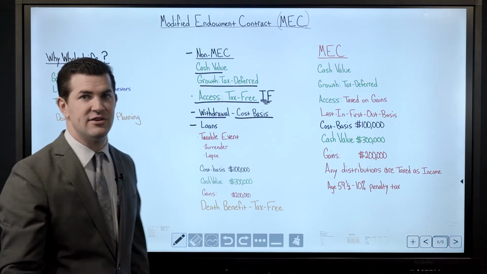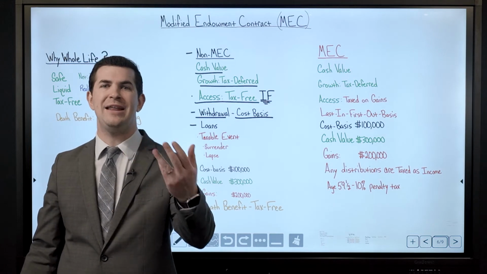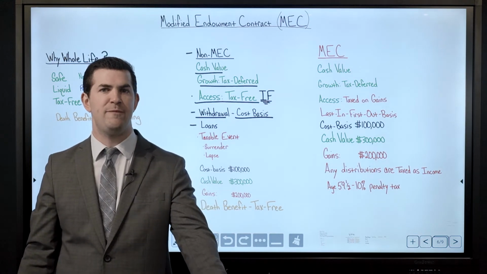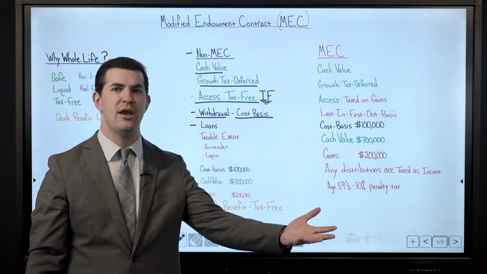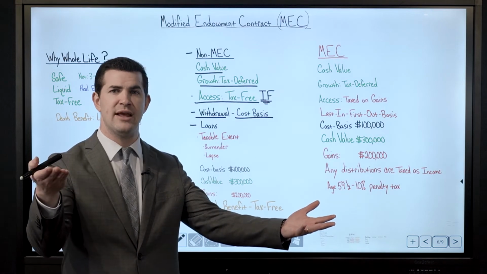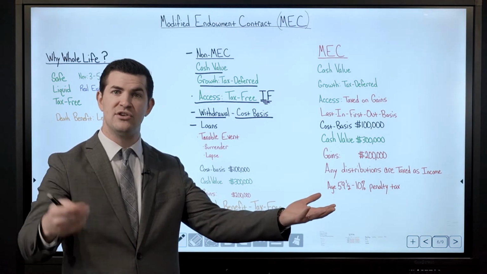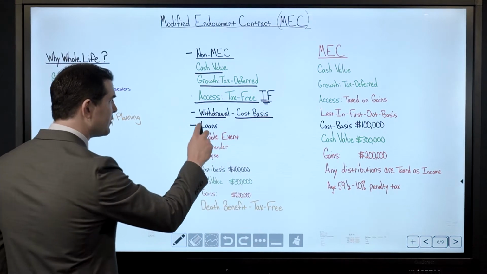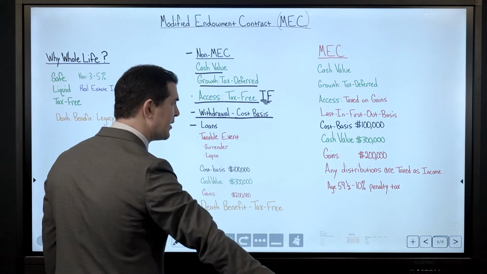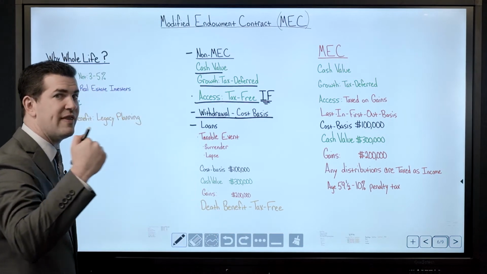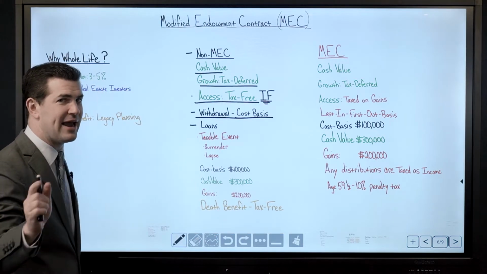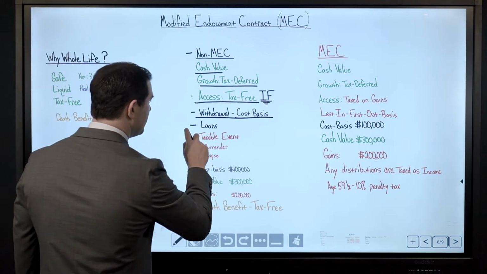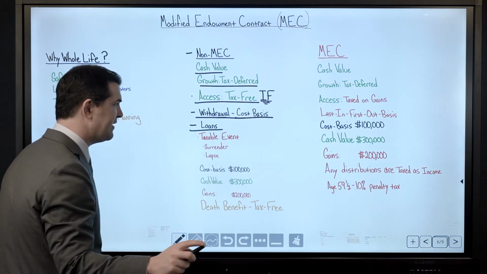Your cost basis is the total amount of money you have paid into the policy. So if I've paid in $100,000 and I have a cash value of $300,000, my cost basis would be the $100,000 that I've paid into the policy. So I can always withdraw up to my cost basis. Anything beyond that will be taxed. It'll also be taxed as ordinary income. Loans can be taken completely tax-free.